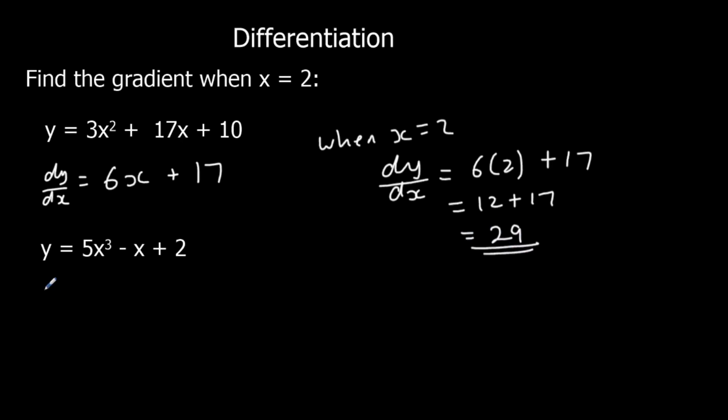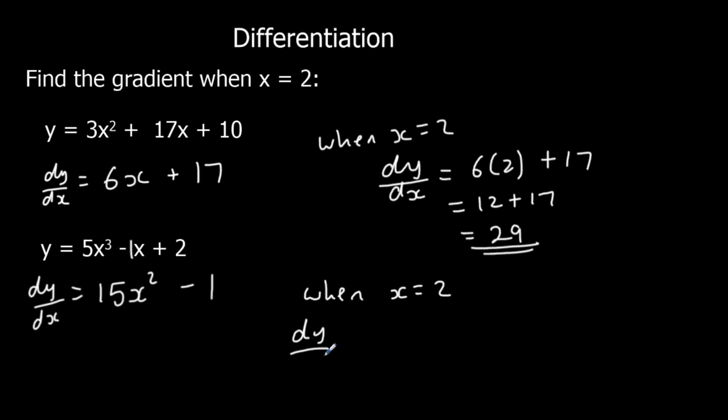And the second one here, so first step, we're going to find the gradient function. So dy dx is times in by the power, so 15, taking 1 off the power, x squared, and then minus 1, because we've got minus 1x here, the 2 disappears. So when x is 2, we have dy dx as 15 times 2 squared, take away 1, which is 15 times 4, take away 1, 15 times 4 is 60, 60 minus 1 is 59.